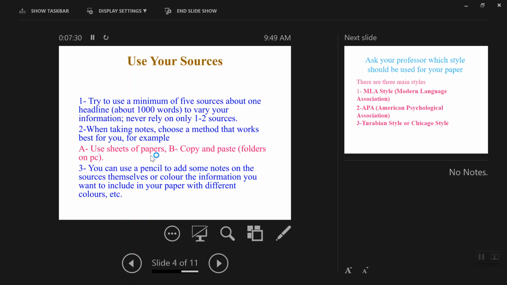Use your sources. When you start writing, how to use your sources. Number one, try to use a minimum of 5 sources about one headline.